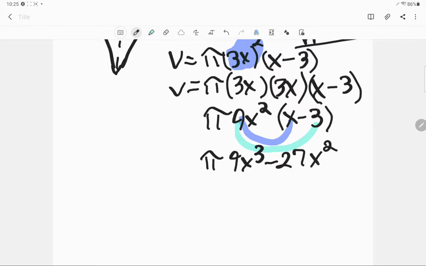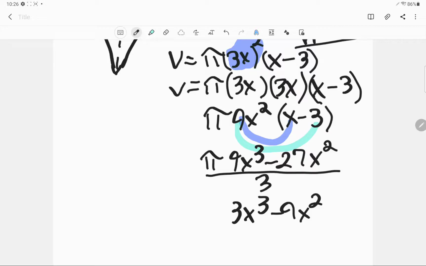All right, we're almost there. There are just a couple more steps we need to do. First thing, we need to divide by 3. I'm going to divide everything by 3. So 9 divided by 3 is 3. It's going to be 3x cubed. And 27 divided by 3 is going to be negative 9x squared.